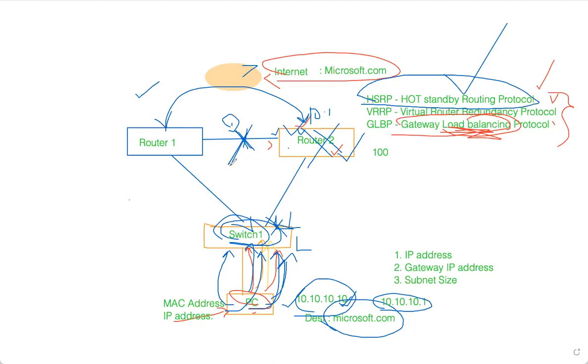Will it consider the MAC address? HSRP works on layer 3. Now tell me whether it works on the MAC address or not. No. Okay, so that is taken out.